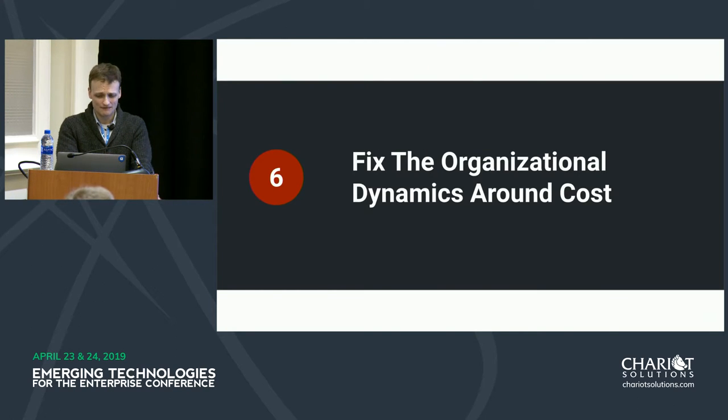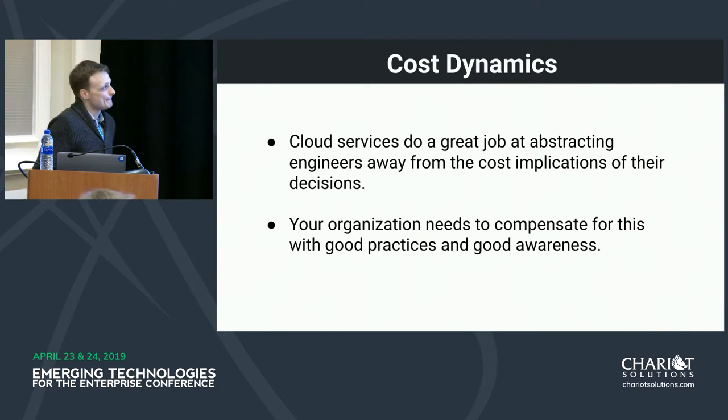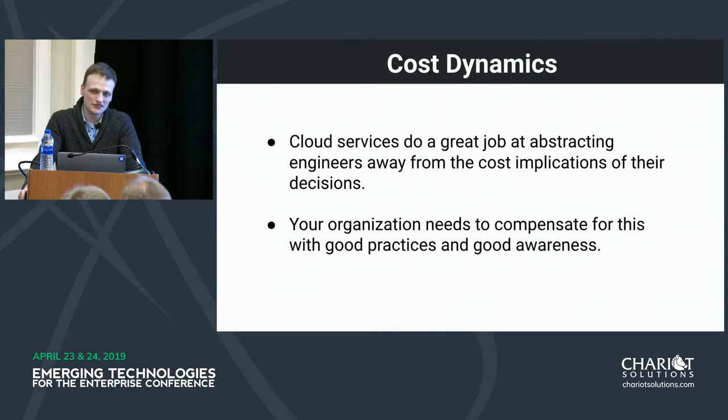Six, fix the organizational dynamics around cost. So cloud services do a great job at abstracting you from all sorts of things, and one of the things that it abstracts you from is what the actual cost implications are of what you're doing. It's really easy to write something that can make a Kubernetes cluster just go big and big and big and not really know that that's what's happening, or put all sorts of data in a spot that you might not really be aware of, or land a job, no clue of any of it, it just does its thing.